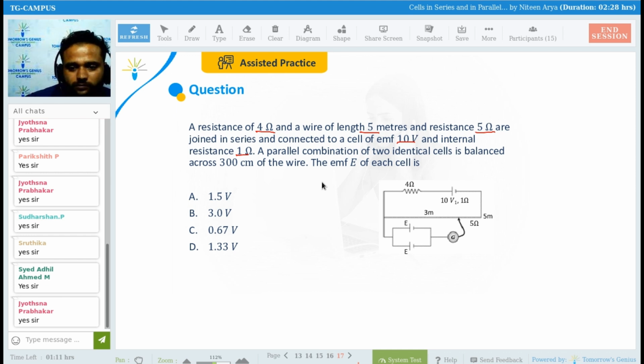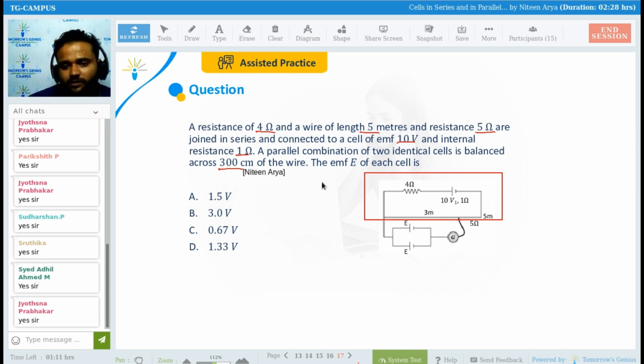This is the story till now. Now we add two parallel EMF cells. A parallel combination of two identical cells, identical meaning same EMF, same internal resistance, is balanced across 300 centimeters. What is the meaning of this? Across 300 centimeters, that might be the wrong one, instead of 300 we have 30. Wait a minute, let me check this. R by L into 1 using E equivalent, which is this.